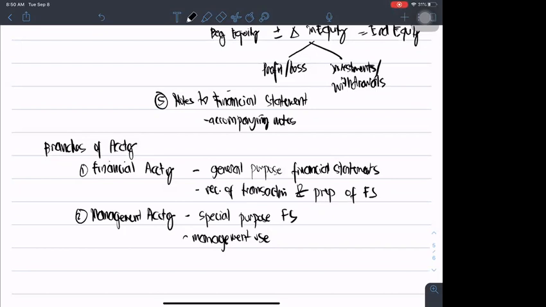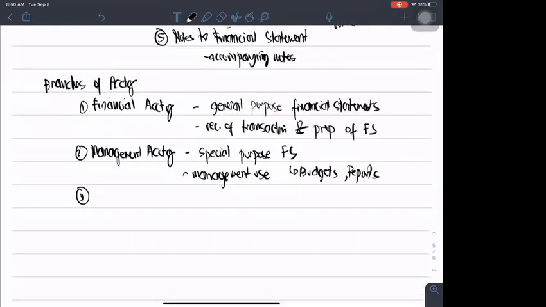So what are the types of financial statements in management accounting? You can have your budgets, reports. So these are your financial statements that your management accounting will make use of.